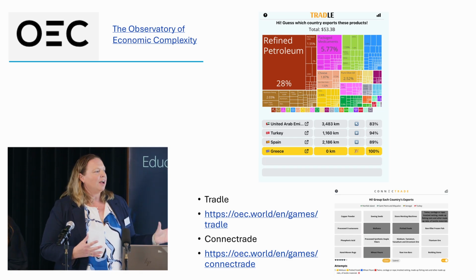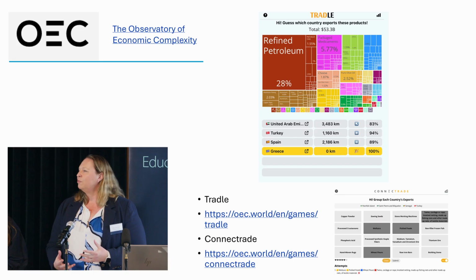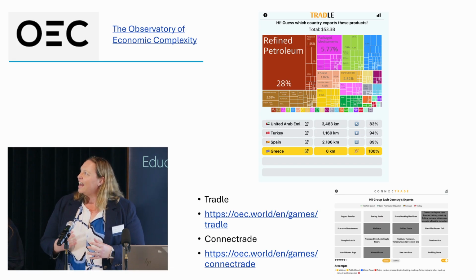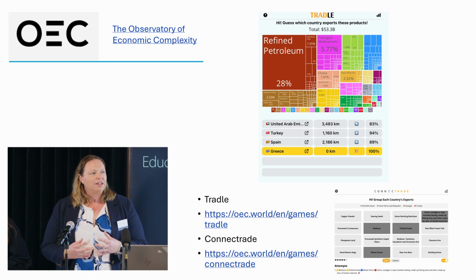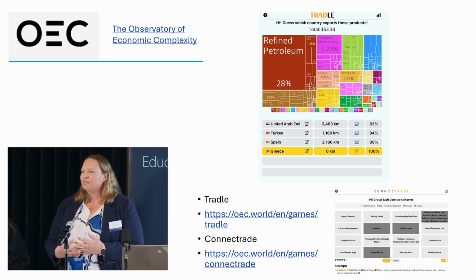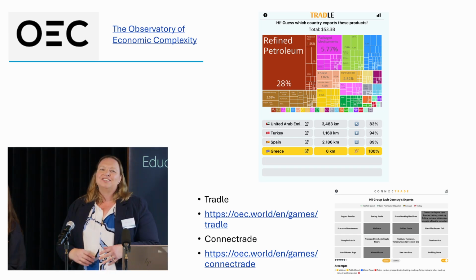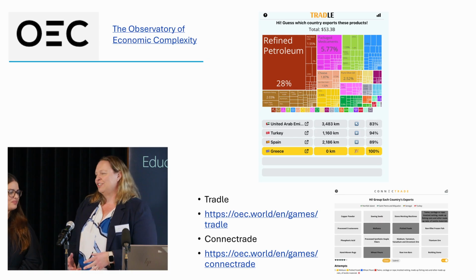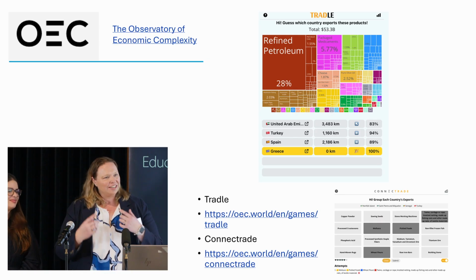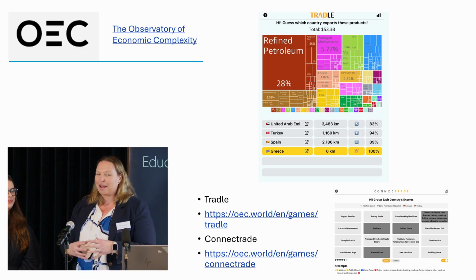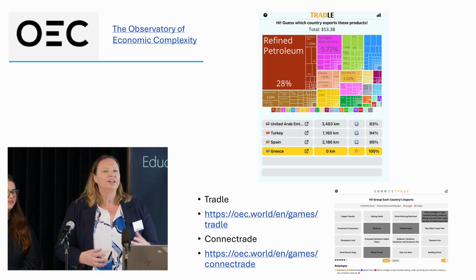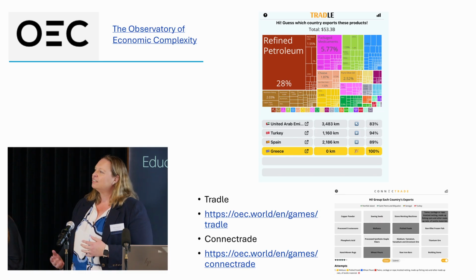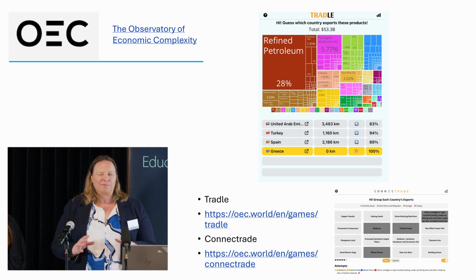So if you haven't played Tradle, it's like Wordle. You have a number of guesses, and we have to work out what country this is with the information we're given. So even without teaching trade, it actually gets the students thinking about what different countries produce. It is daily. They do have about 4 or 5 games.